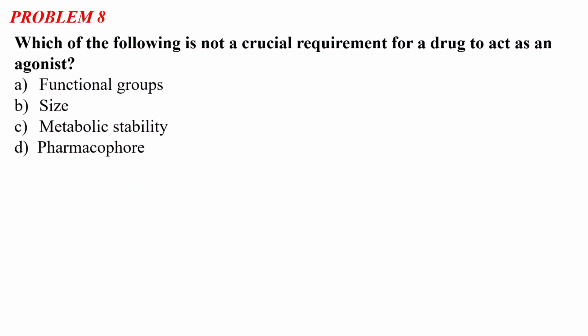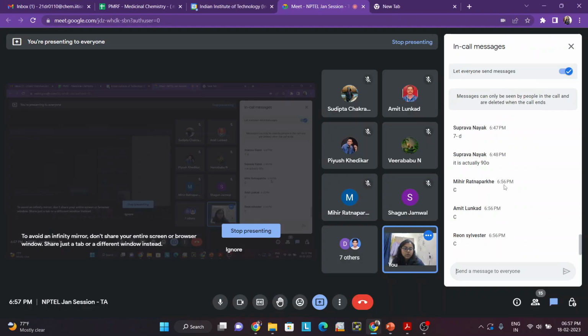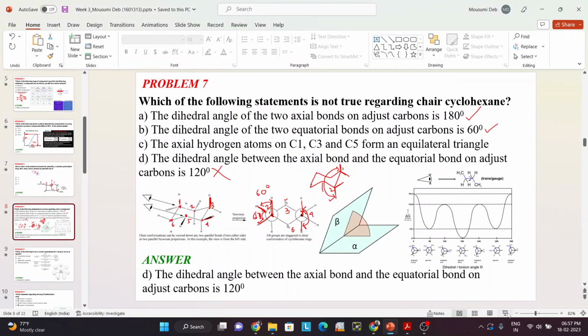Try to answer this question, then I will show you the answer and we will discuss it. But first you try to answer this. If you try to answer, you will also understand which parts you need help with in this course. Okay, so do we have any answers for this question? Most of the answers are C. Okay, so let's see which is the answer.